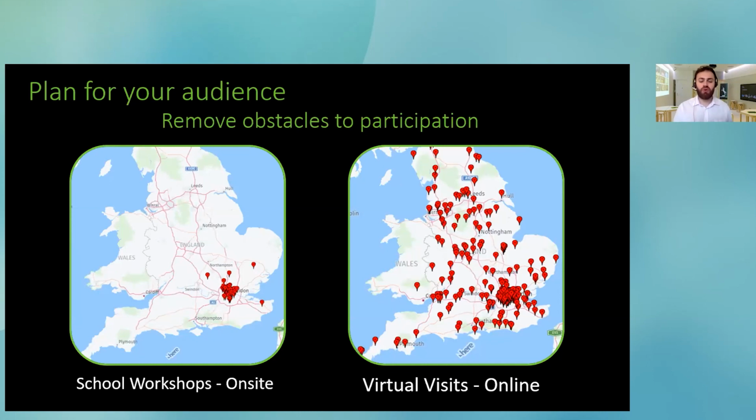So when you're planning for your audience, whilst thinking of who your main audience is, it's also good to think about those audiences that perhaps traditionally don't reach your museum, and how you can remove those obstacles, how you can remove those barriers to participation. Things like cost, time, and distance as well are all really important to consider.